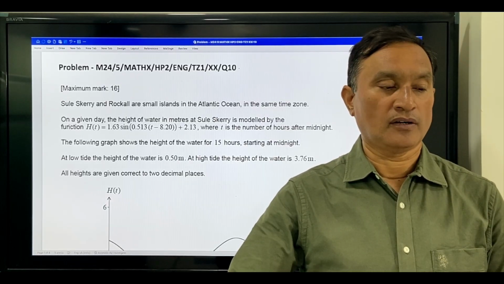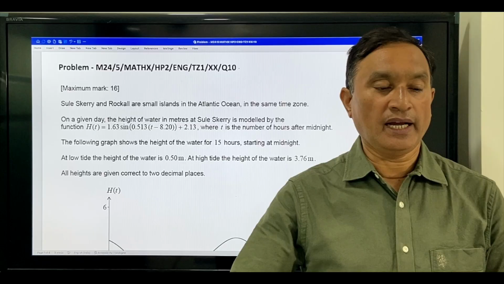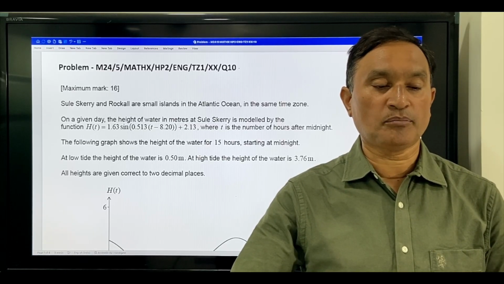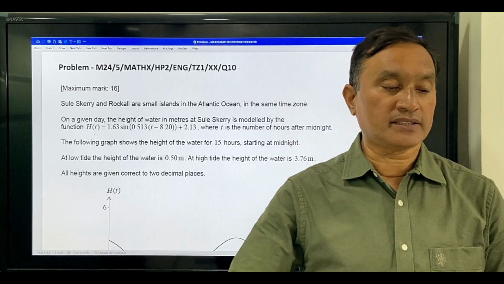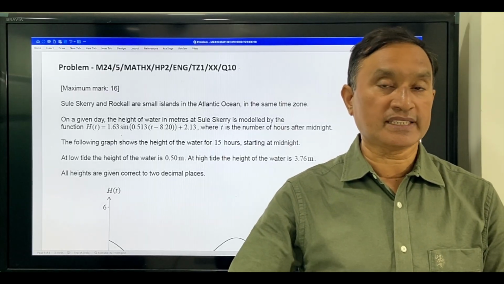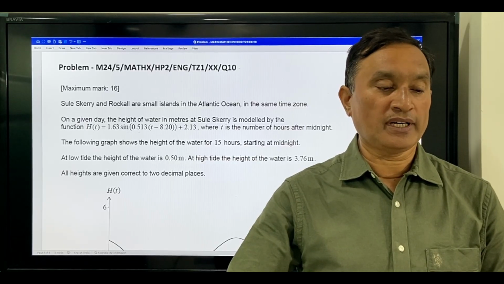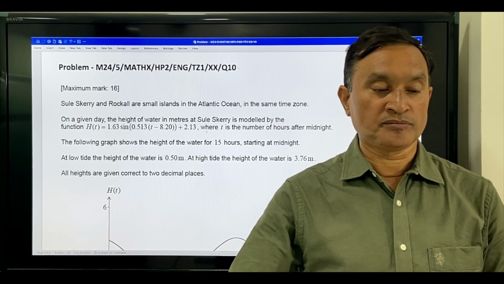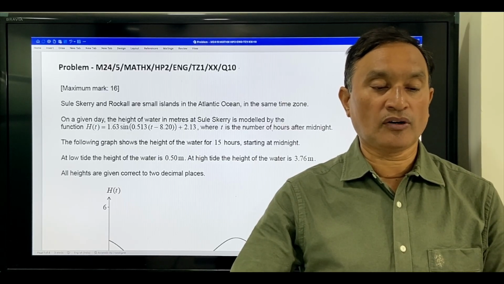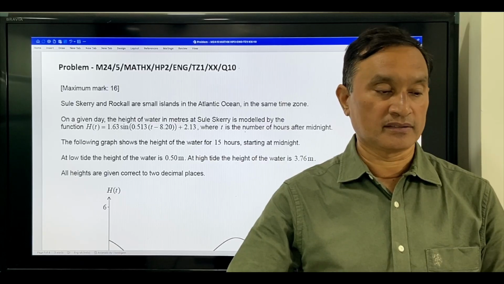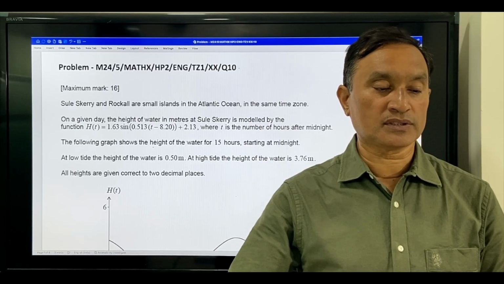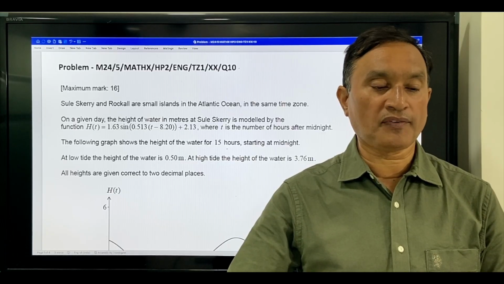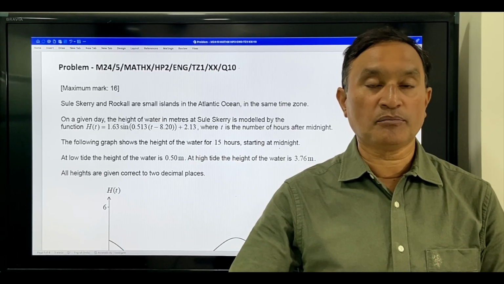Now the problem here is: Suleskeri and Rockall are small islands in the Atlantic Ocean in the same time zone. On a given day, the height of water in meters at Suleskeri is modeled by the function h(t) = 1.63 sin(0.513(t - 8.0)) + 2.13, where t is the number of hours after midnight. The following graph shows the height of the water for 15 hours starting at midnight.